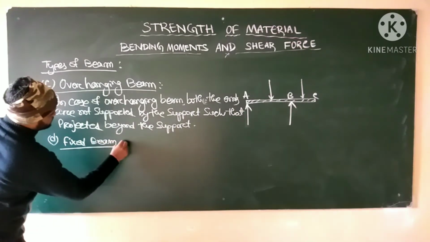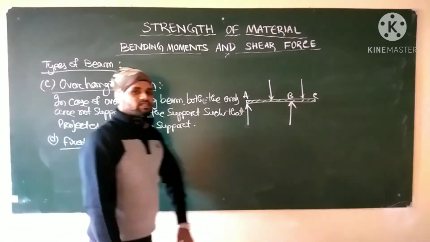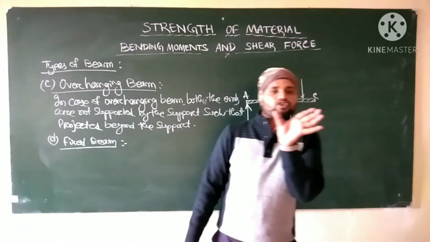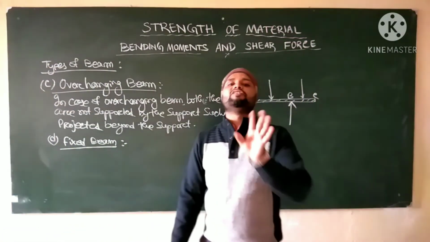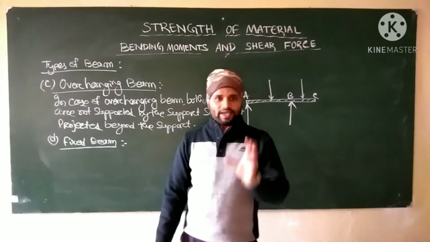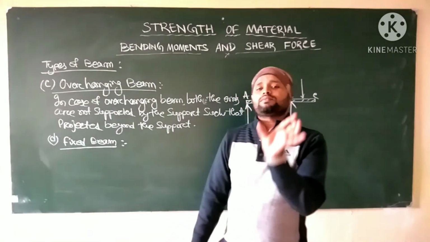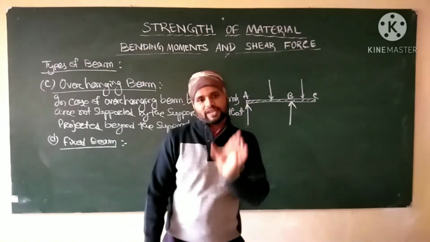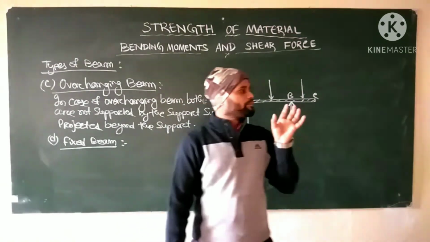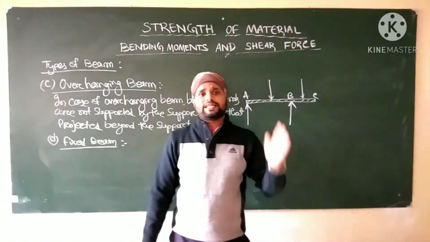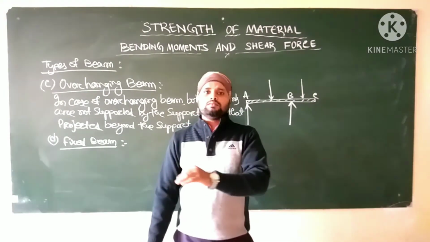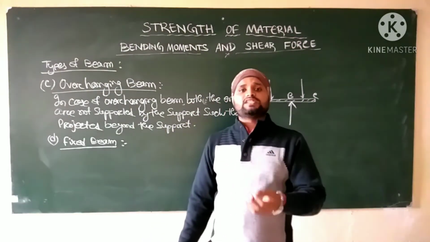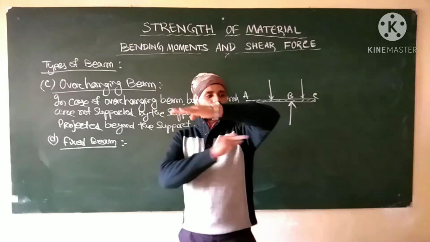Fixed beam. The name fixed signifies that the two ends of the beam are rigidly fixed. That means when the two ends of the beam are rigidly fixed or built into the supporting wall, or you can say column, we can say it is a fixed beam. That means the beam's two ends are fixed.